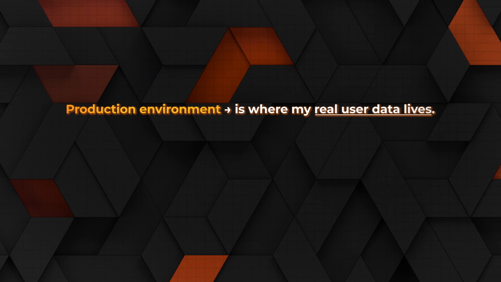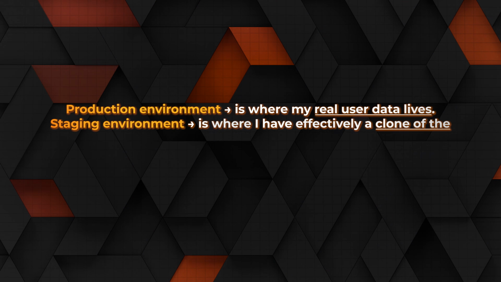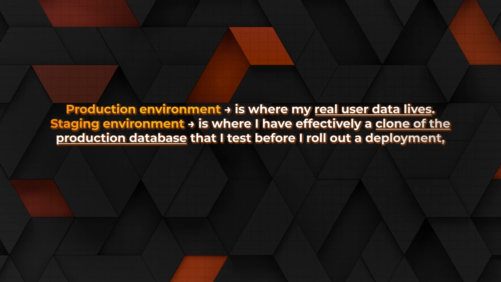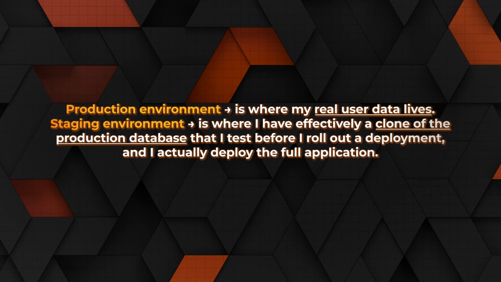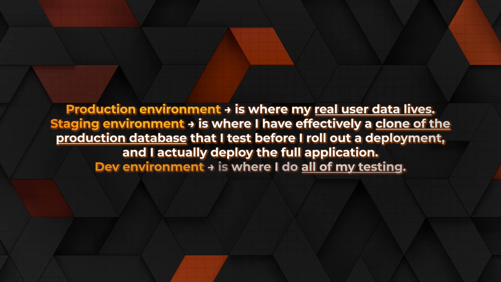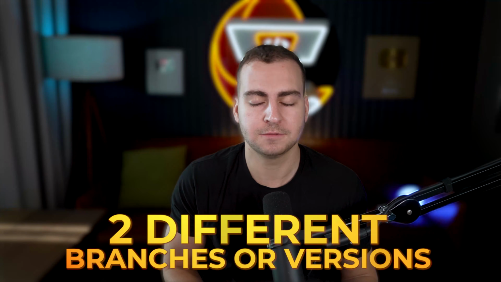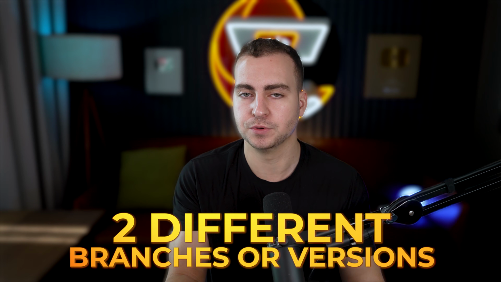So production is where my real user data lives. Staging is where I have effectively a clone of the production database that I test before I roll out a deployment and I actually deploy the full application. And then dev is where I do all of my testing, I break the database, I mess things up, etc. So it's typically a good idea to have at least two different branches or versions, especially as you build a larger application, so that while you're doing your development work and your testing, if you mess something up, it doesn't affect the real users.